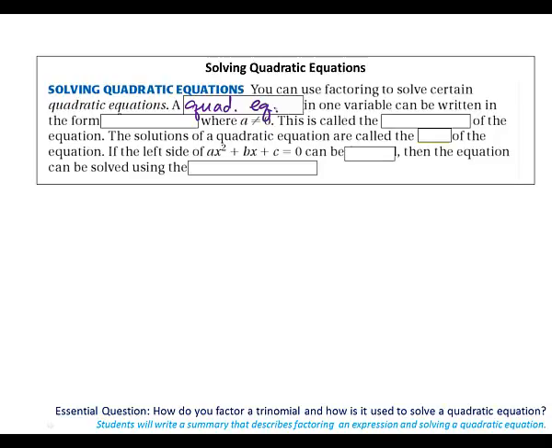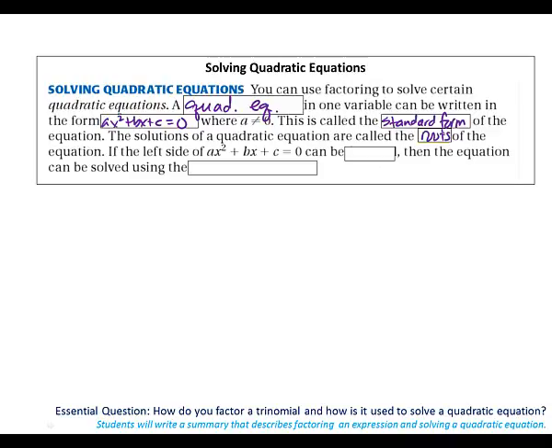equation in one variable can be written in the form ax squared plus bx plus c equals 0, where a does not equal 0. This is called the standard form of the equation. The solutions of a quadratic equation are called the roots of the equation.